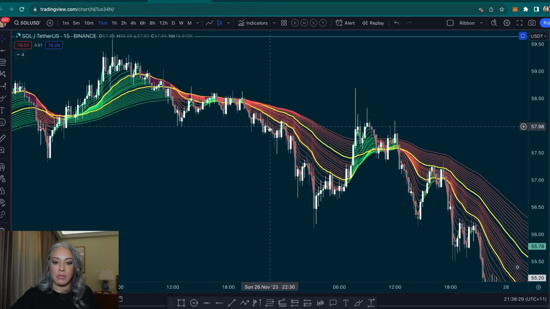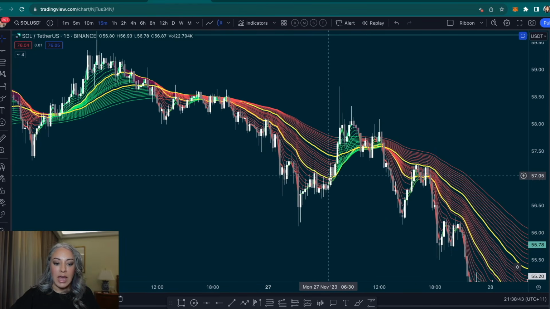Then as we came down, we remained below the bottom yellow EMA, but as price got extended, the outer three EMAs started to move away from the other EMAs. That's your first signal to be careful. We may change trend soon. And then here the price crossed back above the first yellow EMA, retested it, and that there would have been your definite area to exit.